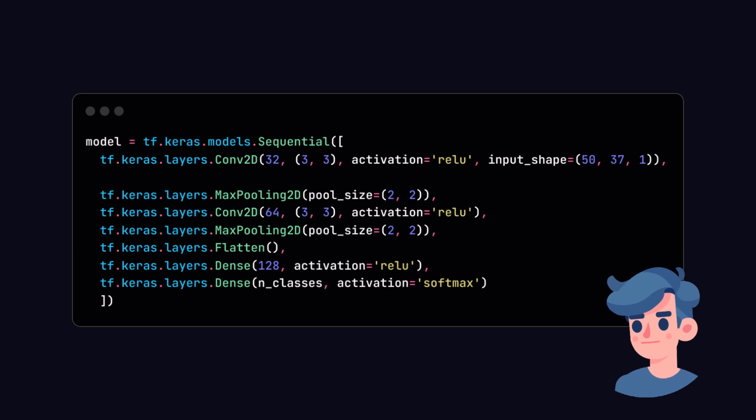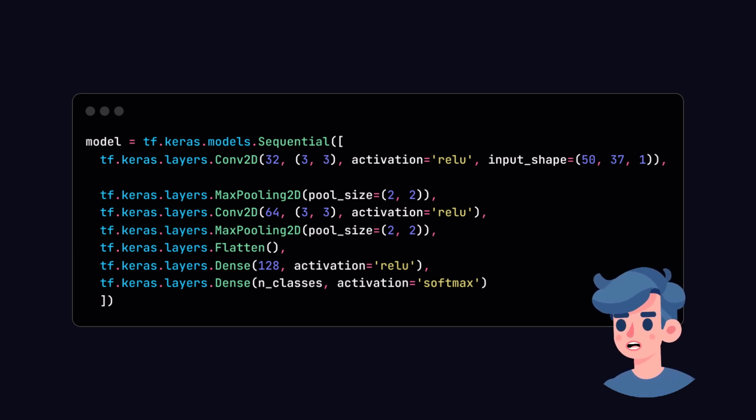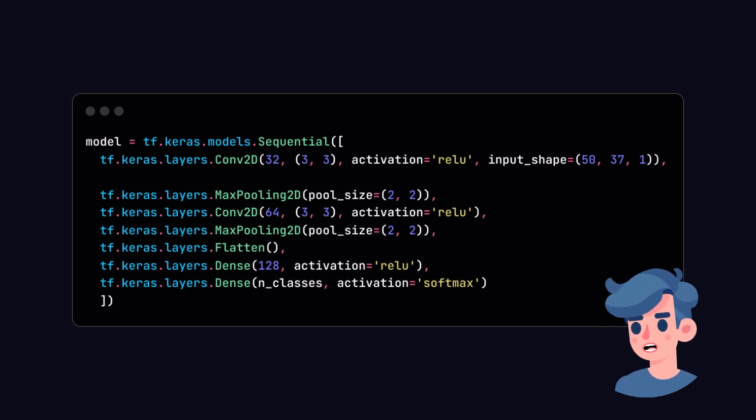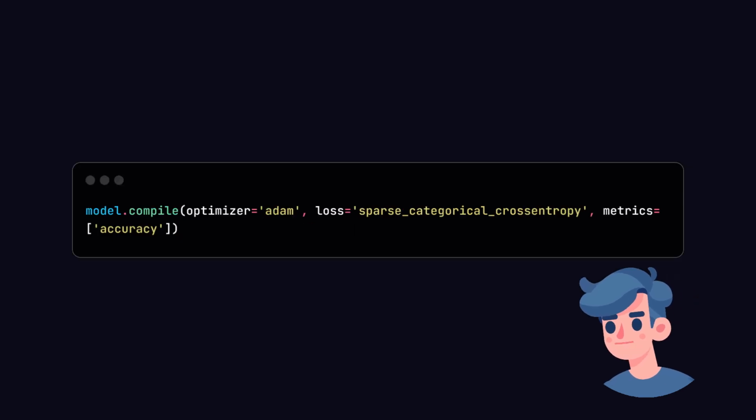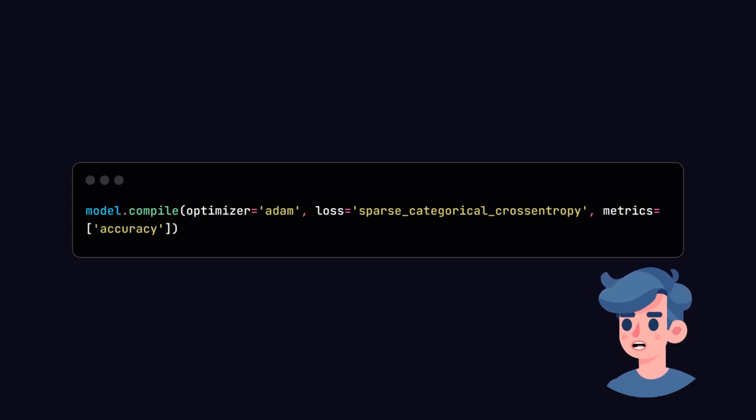With our data now prepared and split, we can build our facial recognition model. We'll create a convolutional neural network, CNN, using TensorFlow's Keras API. Let's outline the model architecture. Now we need to compile our model. In this step, we specify the optimizer, the loss function, and metrics to observe during training. We'll use Adam as our optimizer, sparse categorical cross-entropy as the loss function since our labels are integers, and accuracy as our metric.